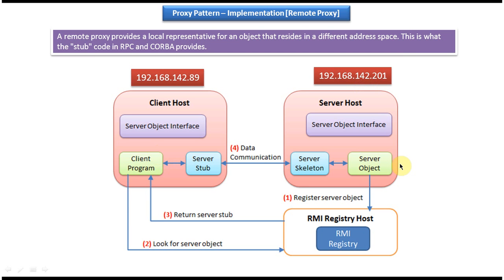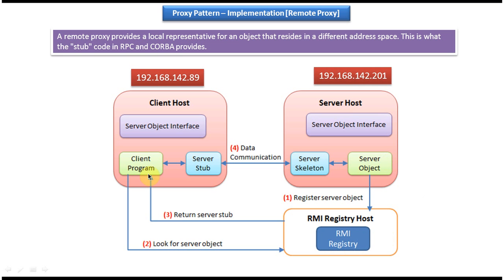So basically, first what we have to do is register the server object in the RMI registry. Okay. And we have to register it as a key-value pair. The key will be some kind of key value, we can choose any name, and the value will be the server object.